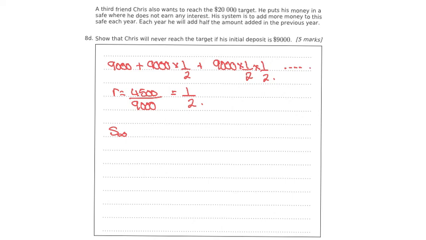You find S to infinity because R is less than 1. So S to infinity is equal to 9,000, which is U1, over 1 minus R, which is 1 minus 0.5, which when you work it out comes to 18,000. So the maximum amount he will ever have in his safe is $18,000.